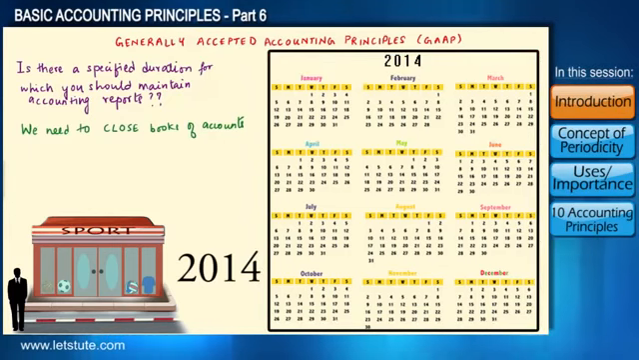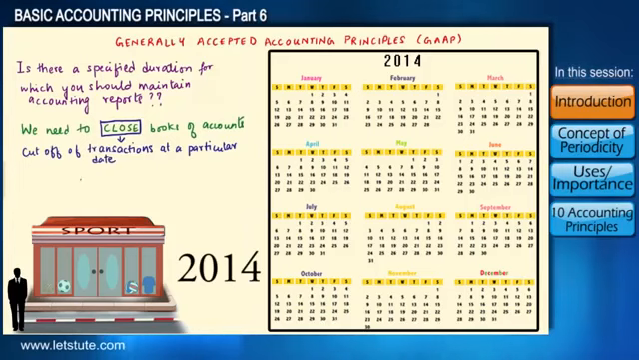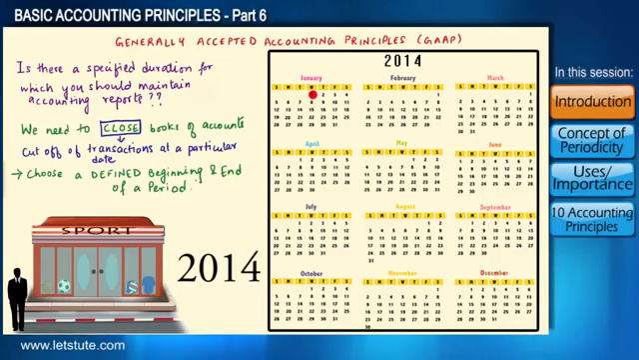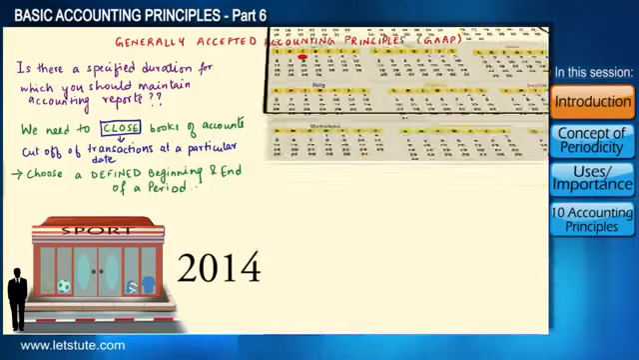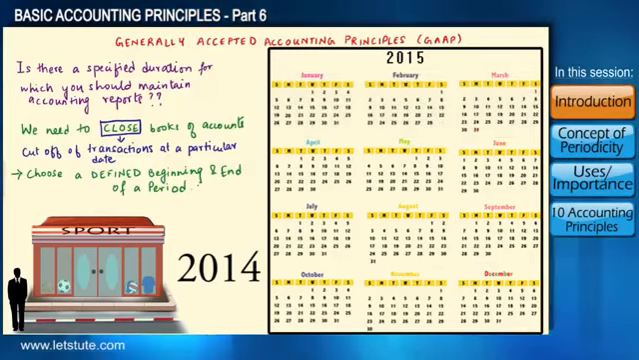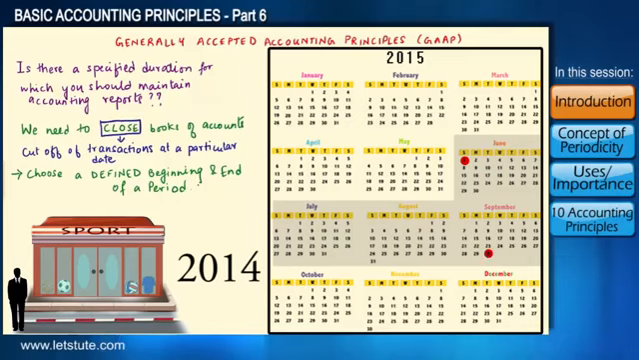Hence, we need to close books of accounts at some specific date or interval that could be yearly, quarterly, or even on a monthly basis. When I say the word close, it means we do a cutoff of accounting transactions at a particular date. So we choose a defined beginning and an end of a period. Let's say Jan 1st to December 31st, or April 1st to March 31st, or June 1st to September 30th, and so on.